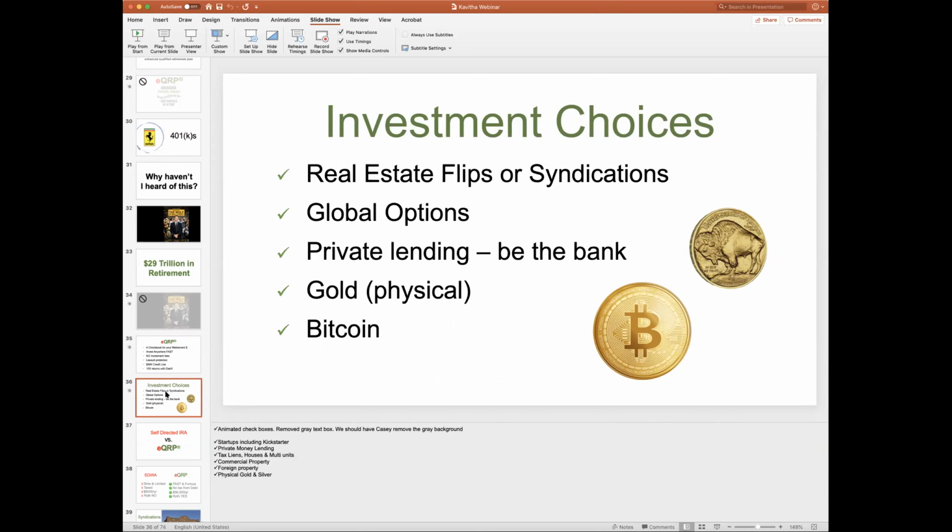And you can do things like Bitcoin. Anybody that's interested in the money system and where it's going, we're going into a digital space where paper and things like that are going away. And you can use this type of retirement account to invest in those or speculate if you'd like.